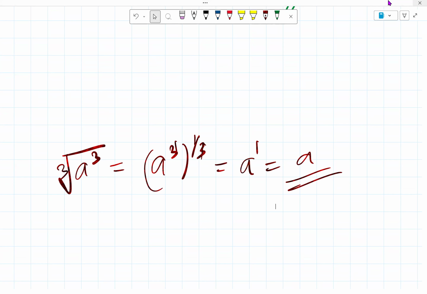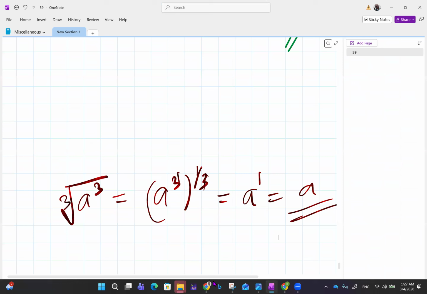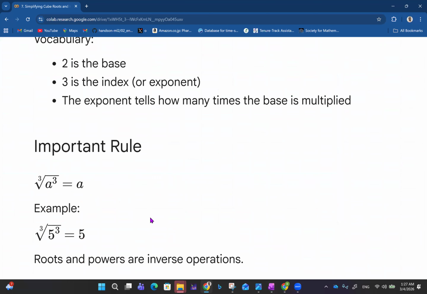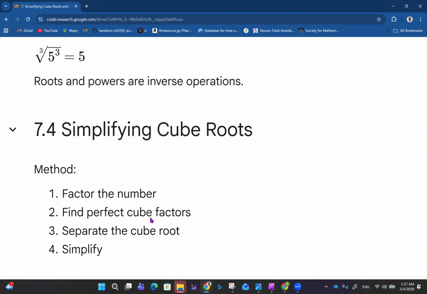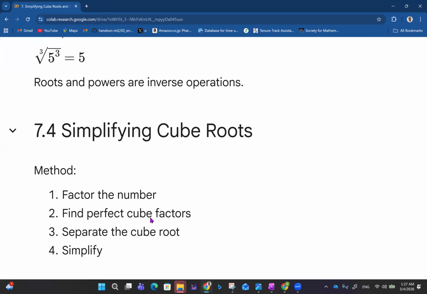So we move on. Root cancels power, power cancels root, just like natural log cancels exponent, and vice versa, so to speak. So 7.4, simplifying cube roots now.